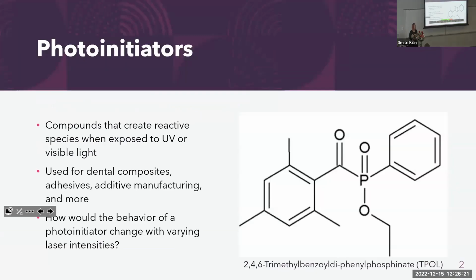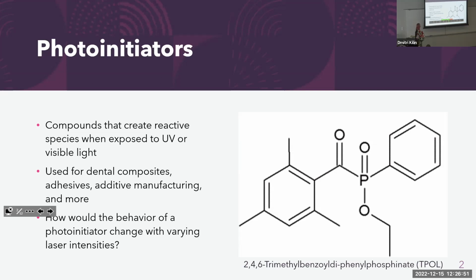So to start with, I would like to focus in on photoinitiators and kind of the reasoning behind this project. Photoinitiators are compounds that create reactive species upon exposure to light, whether that be UV or visible. There are two categories. It could be either cationic or free radical. In this study, TPOL is a free radical photoinitiator.